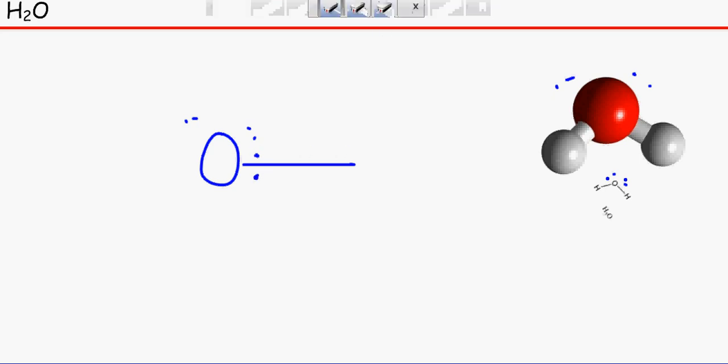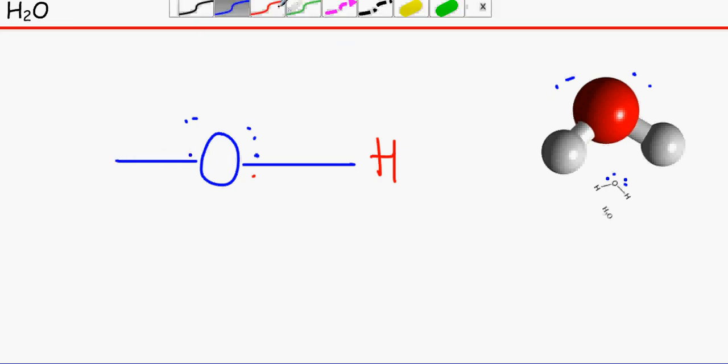And one of the electrons is being shared with the hydrogen. Hello, hydrogen. And another electron is being shared by another hydrogen. Hello, hydrogen. So we've got 2. Again, this is the wrong structure, so don't copy it down.